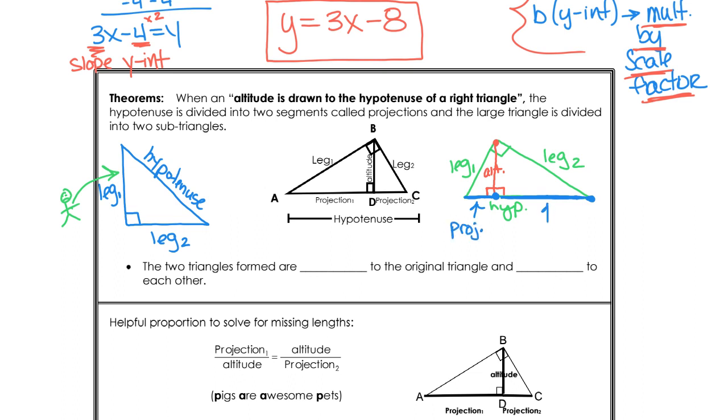This is a projection and this is a projection. Because there's 2 of them, they usually use those little numbers to denote them. You're going to see that because this is called leg 1, they call that projection 1. Leg 2, projection 2. So the 1s happen on the left-hand side of the altitude, the 2s happen on the right-hand side of the altitude. When that altitude is drawn in, it forms a couple triangles. Obviously we have the original right triangle, but then there's this right triangle now, and then there's also this right triangle.